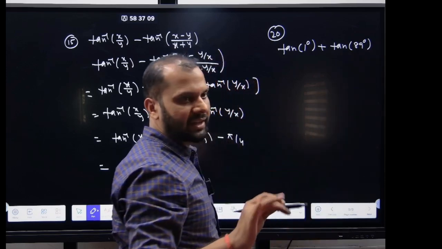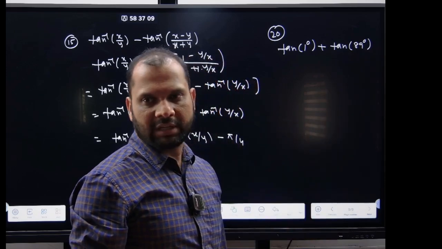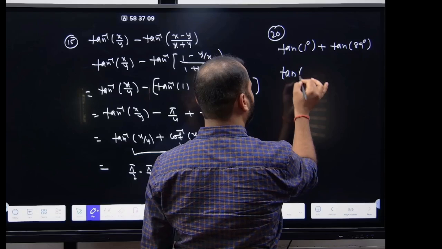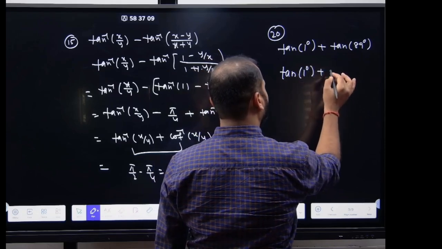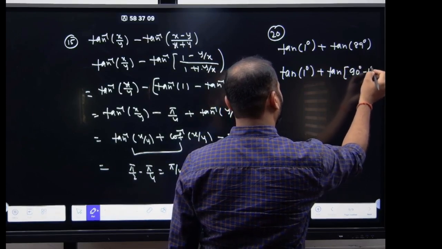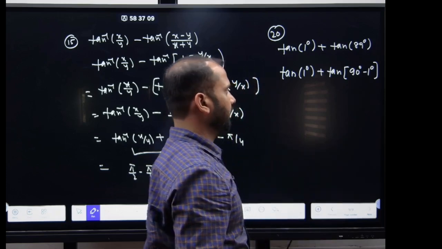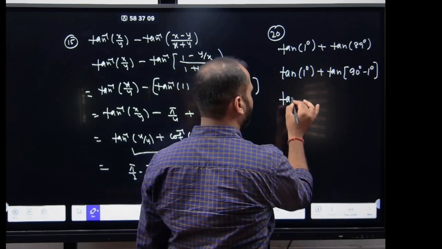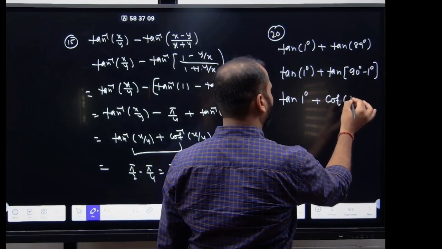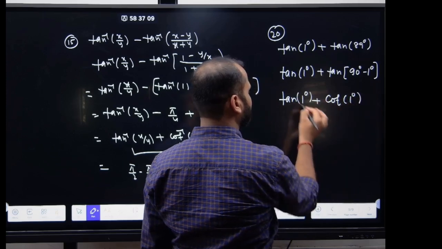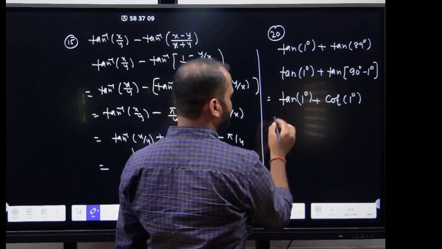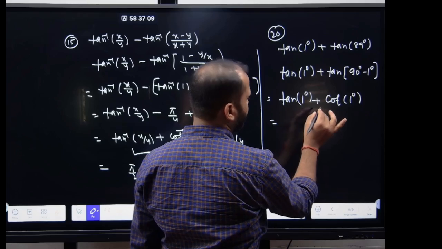Now we can't apply tan inverse x plus tan inverse y. Those are inverse. But what we can do here, I can write like this, tan 1 degree plus this I can write tan 90 degree minus 1 degree. Can I write like this? So this will be tan of 1 degree plus 90 minus theta is cot theta, cot of 1 degree. Can I write like this? Which formula I should use after this?